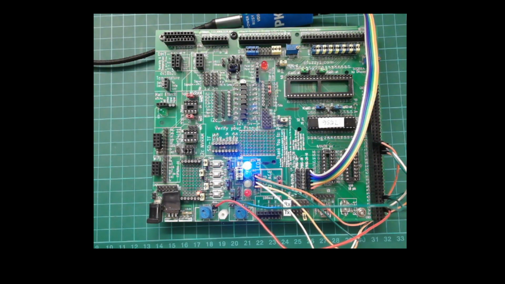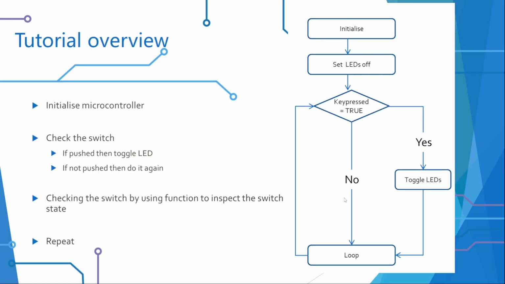So what we're going to do is initialize the microcontroller, check the switch. If it's been pushed, toggle the LED. If it's not pushed, just go back and check it again. We have a function, so I'm going to introduce a function as well, and it's going to return the state of the LED. So this introduces a function, and we can call that function to check the state of something or do something. Then it will return a value, in this particular case, true or false.